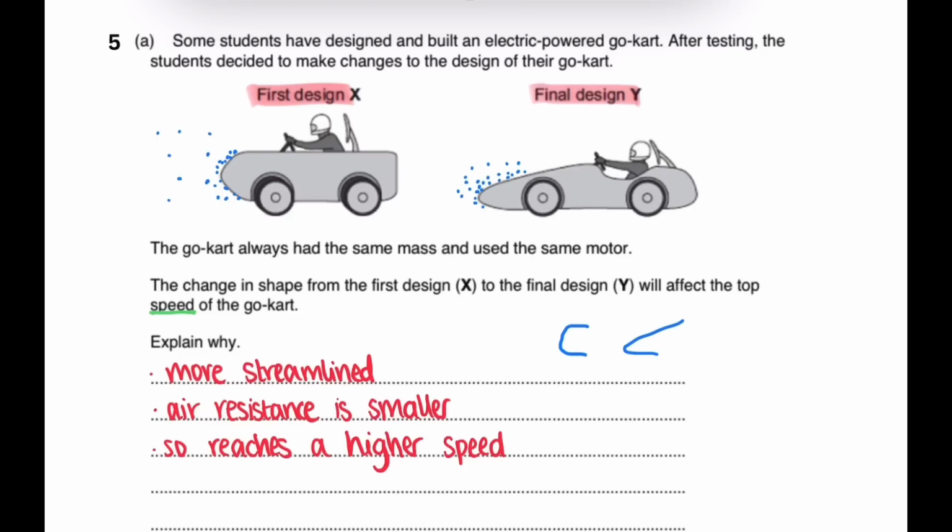So the first mark will talk about the design, so it is more streamlined. Therefore, this means that there will be less air resistance hitting the car. As a result, there is going to be a higher speed.